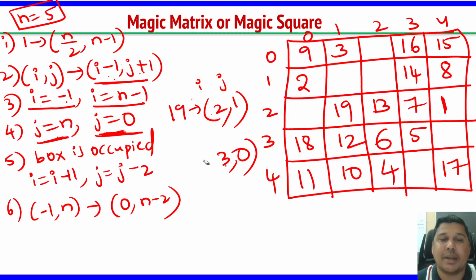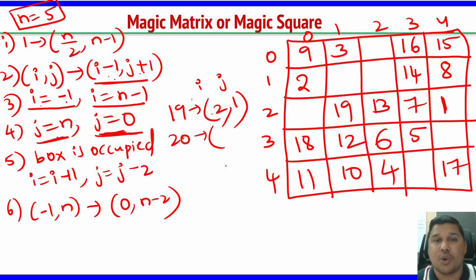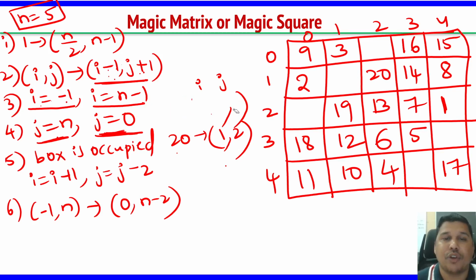Next, I have to place the number 20. So if the previous location is i, j, then the next element will be at I minus 1, j plus 1. I minus 1 means 2 minus 1, 1. J plus 1 means 1 plus 1, 2. So in box 1, 2, place 20. Check if it is empty. Yes, the 1, 2 box is empty. Place 20 here. Next, again I have to fill 21.